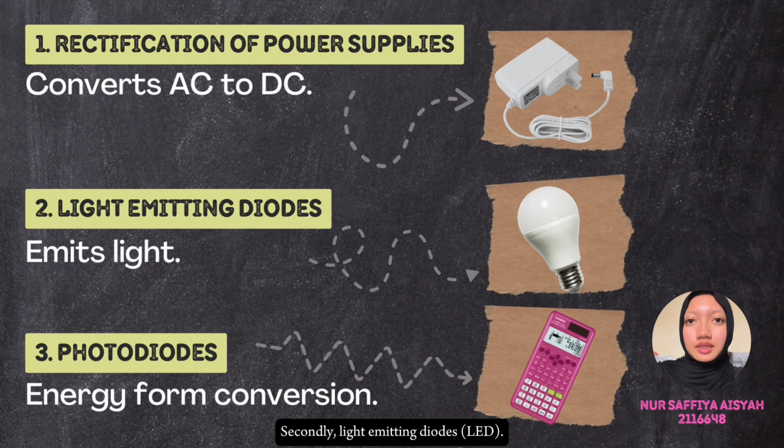Secondly, light emitting diodes, LEDs. They emit light when current passes through, providing clear visual signals. For example, traffic lights, toys, household lighting, or electronic devices. Lastly, photodiodes. Photodiodes are light-sensitive diodes used in applications such as optical communication, light detection, and photovoltaic systems. They convert light energy into electrical energy. For example, solar cells and calculators.